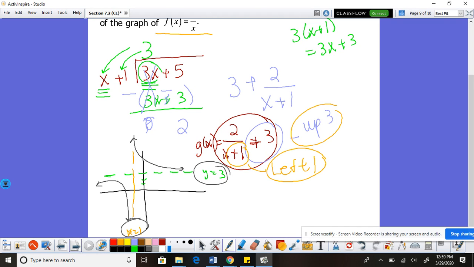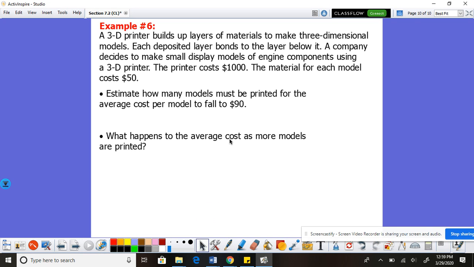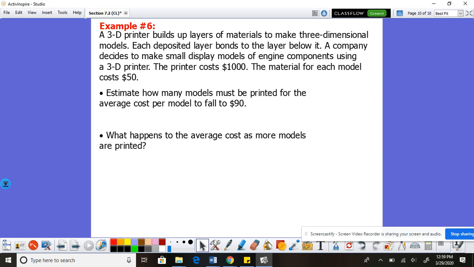All right, last example for this lesson. We have a word problem. I know you guys love it. A 3D printer builds layers of materials to make three-dimensional models. Each deposited layer bonds to the next layer below it. A company decides to make small display models of engine components using a 3D printer. That's all, we don't really care. All right, here comes what we need.